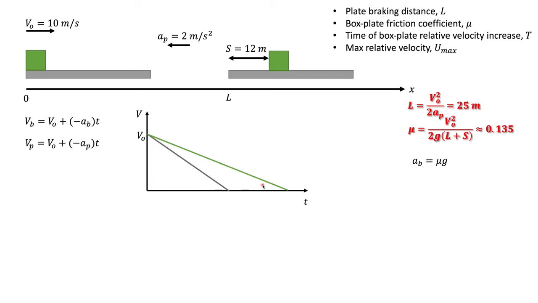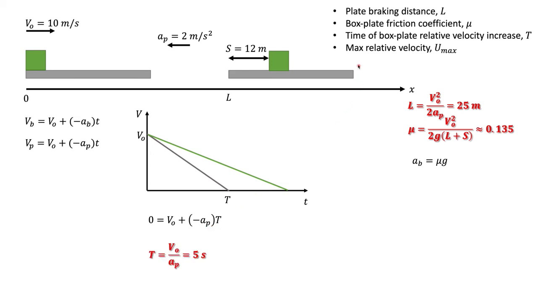So essentially, if you're interested in answering the question about the time during which the relative velocity is increasing, that's going to be this time T. And how do you find it? Well, that's the time when the plate stops. So we're going to use this equation for the plate. Vp is 0, small t equals big T. This is what we get, and this is our final answer.